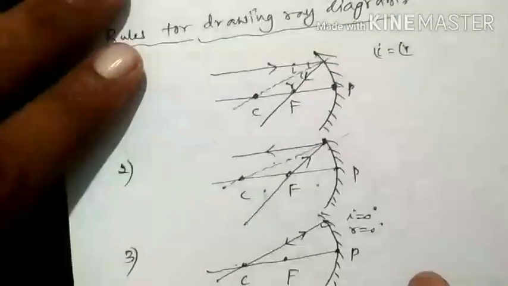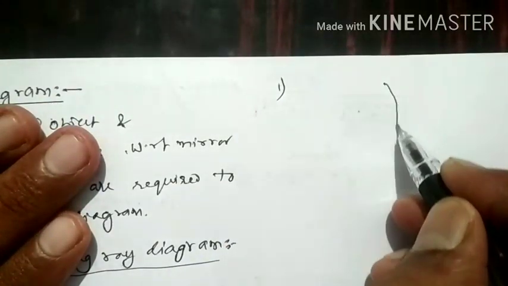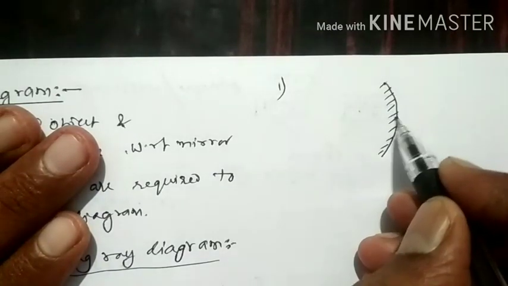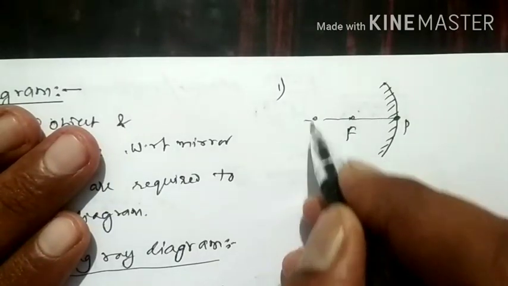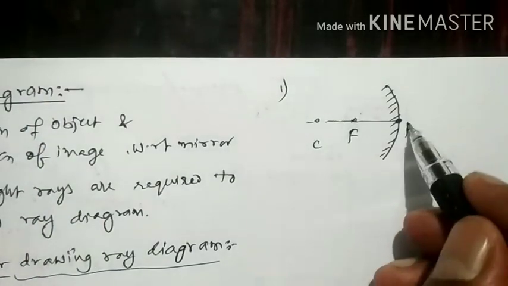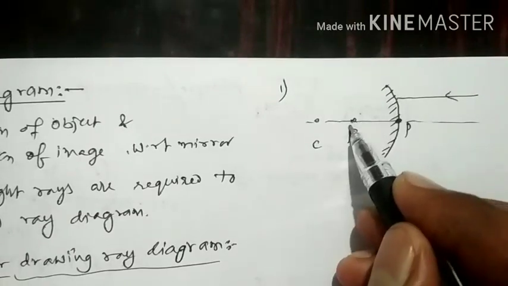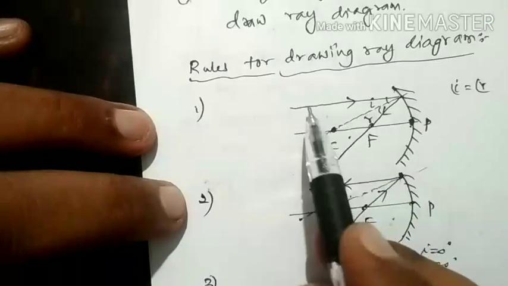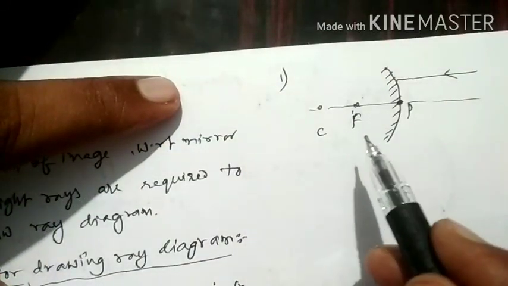These rules are valid for the concave mirror. For a convex mirror, similarly I can draw. So this is a convex mirror. This is the reflecting surface, the pole, and you consider this is the focus and the center of curvature. A light ray passing parallel to the principal axis does not exactly pass through the focus, because the focus is behind the mirror, whereas in case of a concave mirror, the focus is in front of the mirror. So real images can be formed in a concave mirror, whereas only virtual images will be formed in a convex mirror.